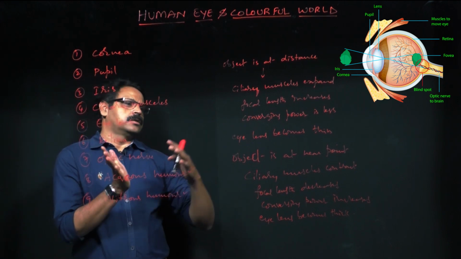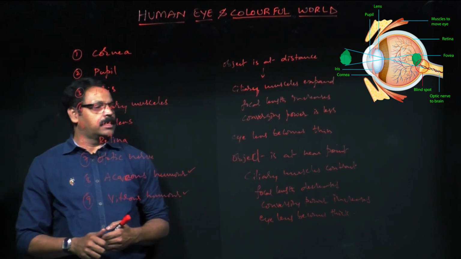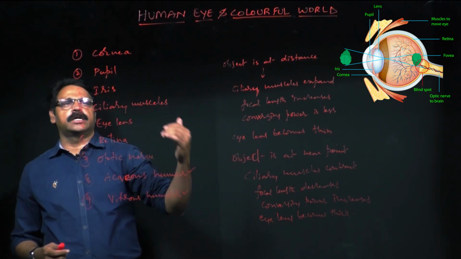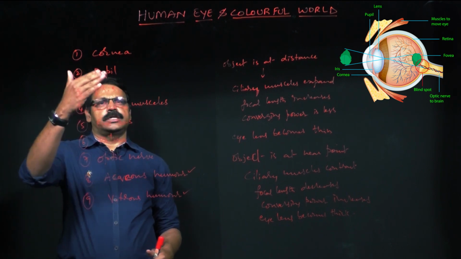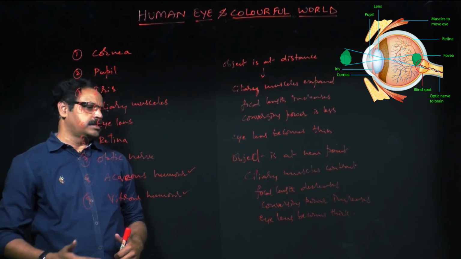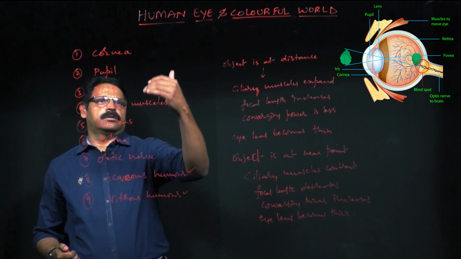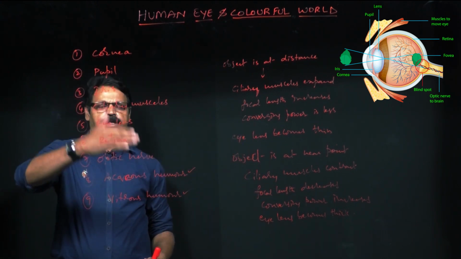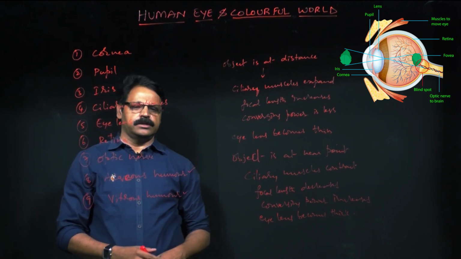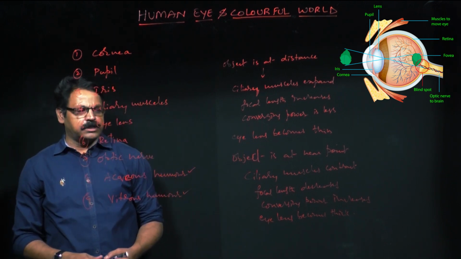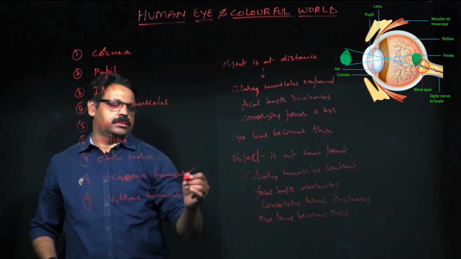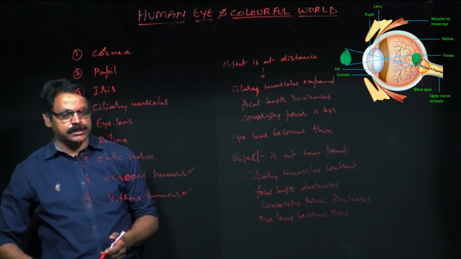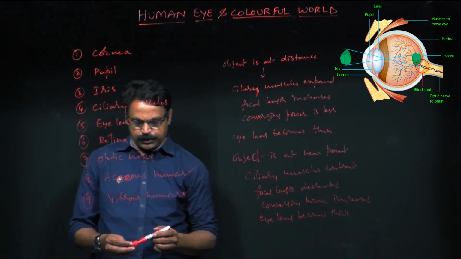So for the human eye, the diagram is very important. You have to draw the diagram, then explain each and every part. Each and every part has its own functionality, and we have already discussed them in detail in the previous video. Now, just for the recap, we are writing all these things, and these two things were not covered in the previous video. That is the reason we are specifically discussing the aqueous humor and vitreous humor.